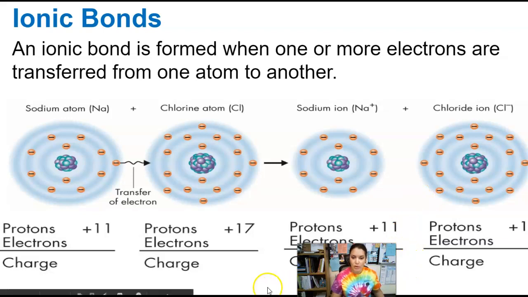Chemical compounds, for example, like salt or NaCl, sodium chloride, you are going to see an ionic bond in that particular type of compound. An ionic bond is formed when 1 or more electrons are transferred from one atom to another.